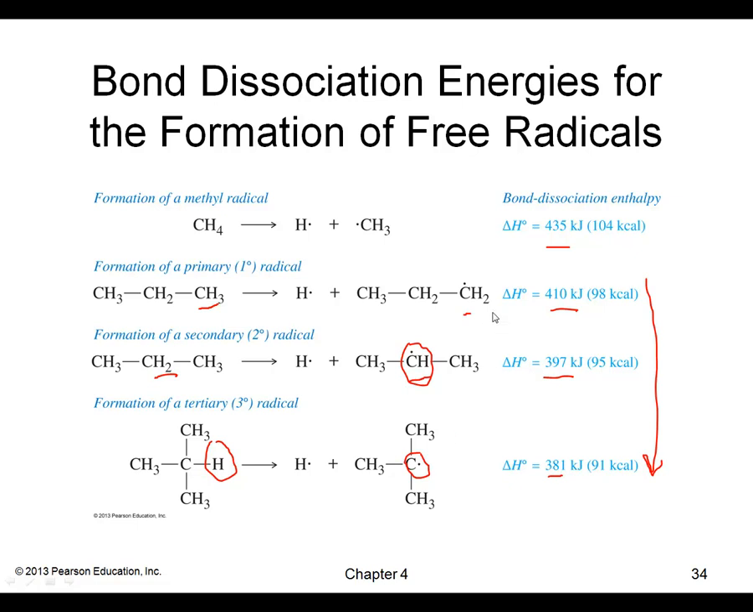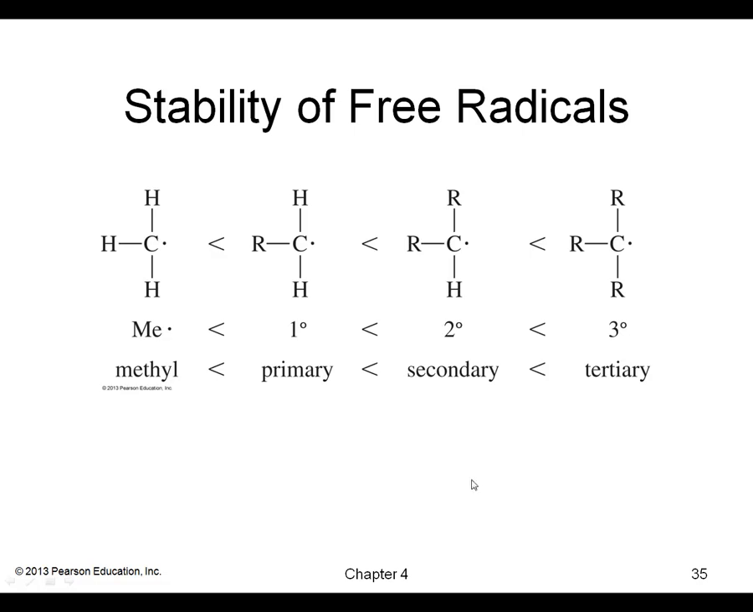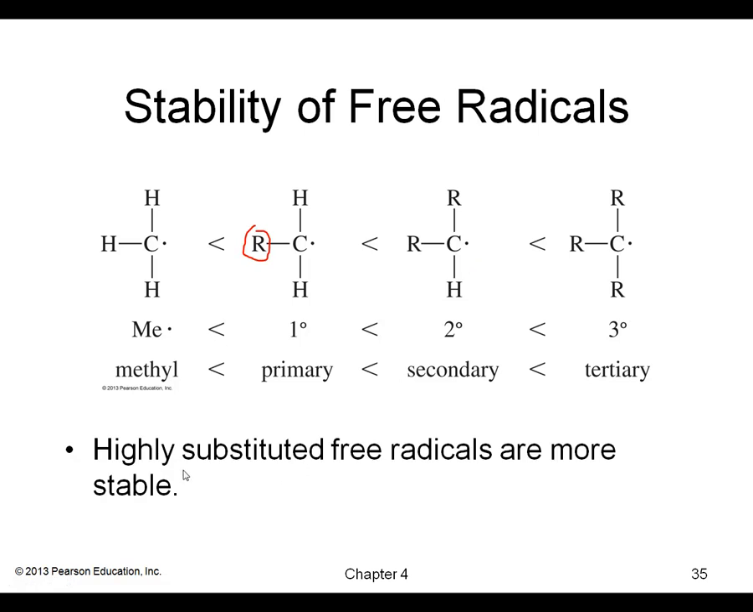So I'm starting to see a radical stability order, and here it is. Tertiary radicals are more stable than secondary radicals, which are more stable than primary radicals, which are more stable than the methyl radical, because it doesn't have any carbons on it at all. So carbon atoms on a radical help to stabilize the radical. And here you see it in sentence form.